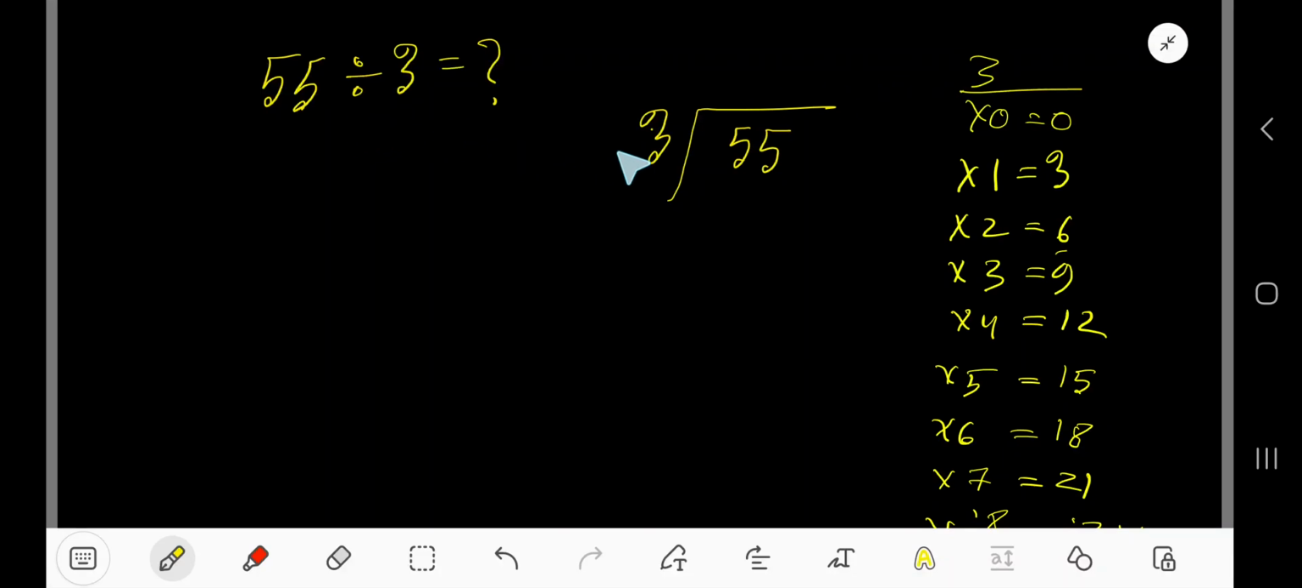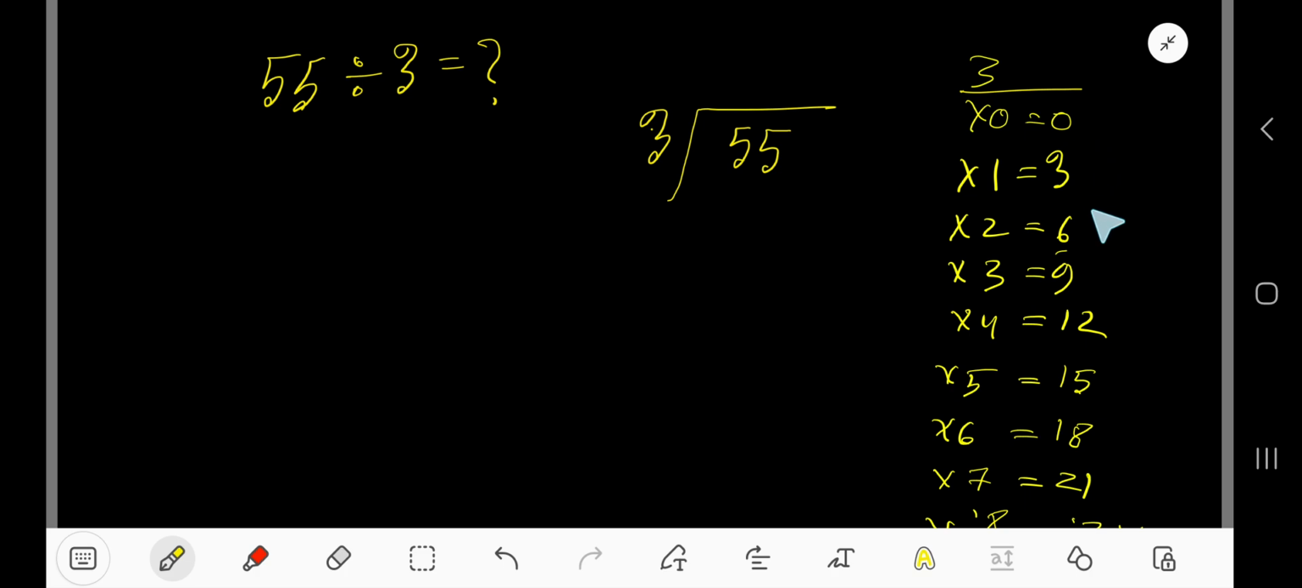55 divided by 3. Here 3 is the divisor, so we need the multiplication table of 3. 3 times 0 is 0, 3 times 1 is 3, 3 times 2 is 6, 3 times 3 is 9, 3 times 4 is 12, 3 times 5 is 15, 3 times 6 is 18, 3 times 7 is 21. To find the multiplication table of 3, just add 3 to the previous step.